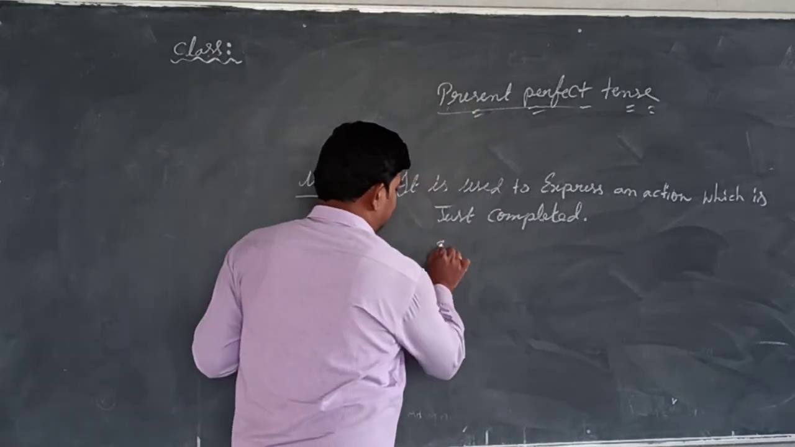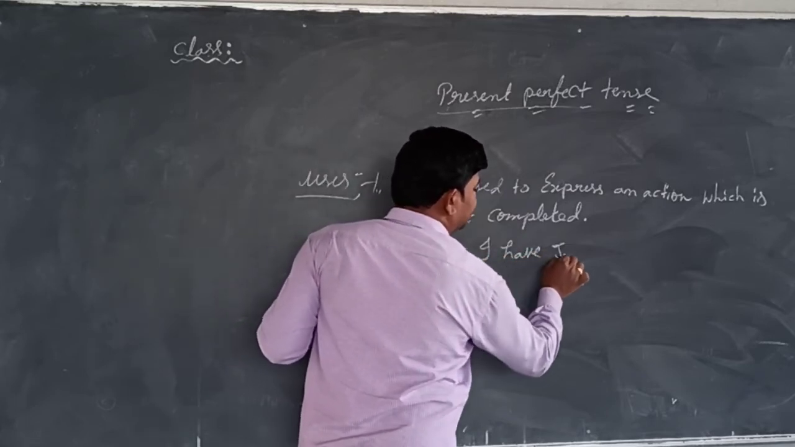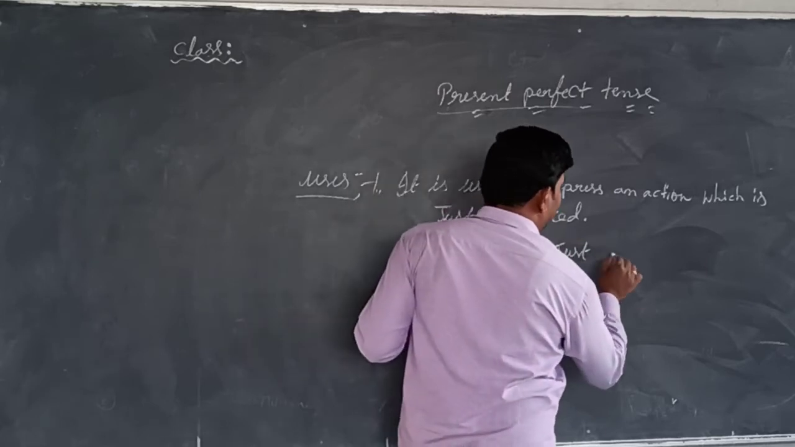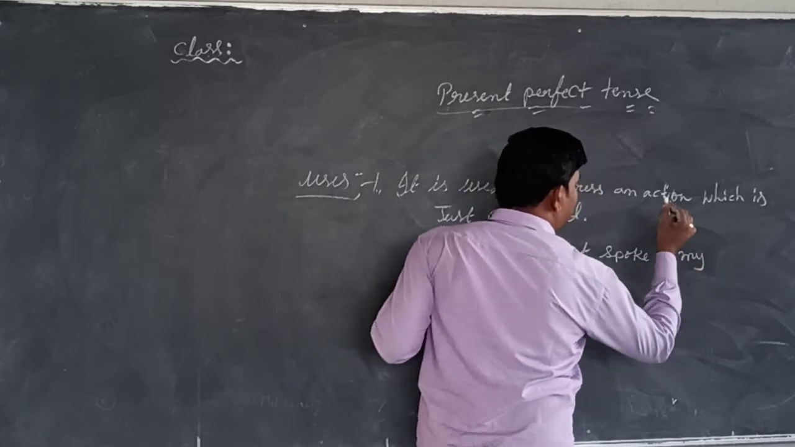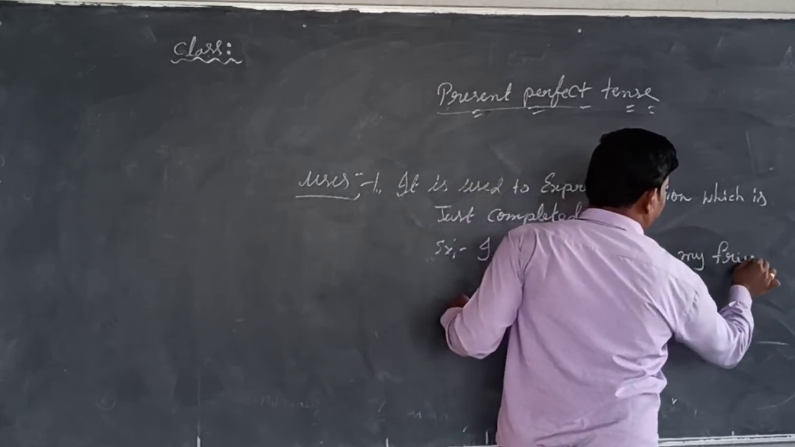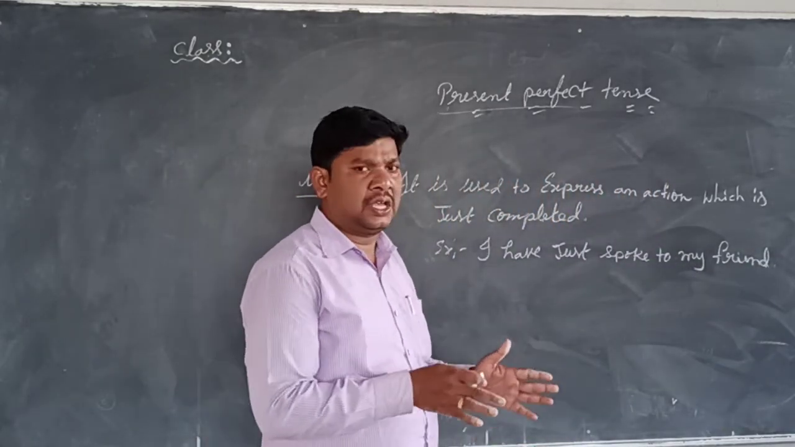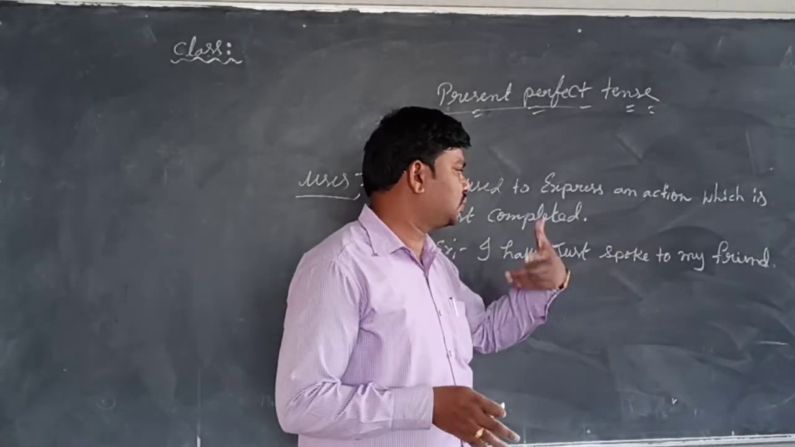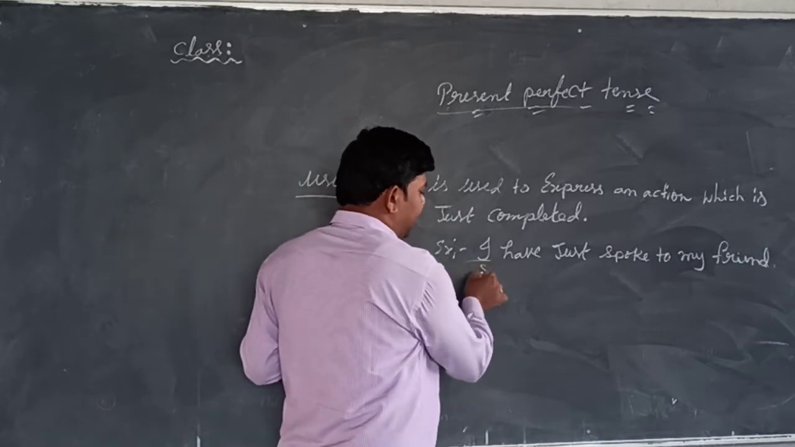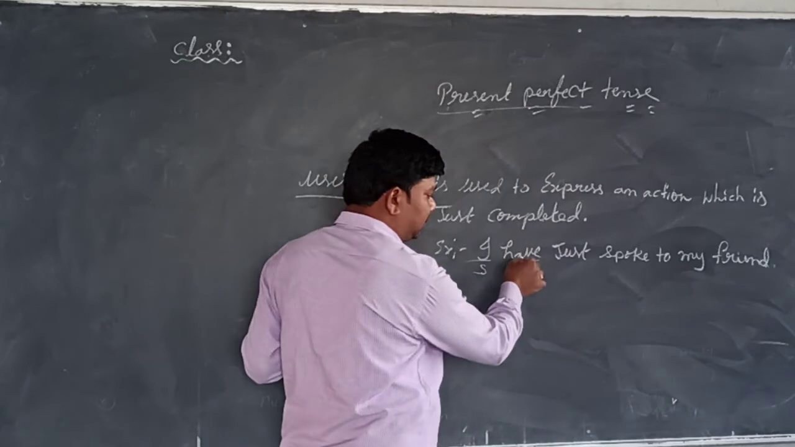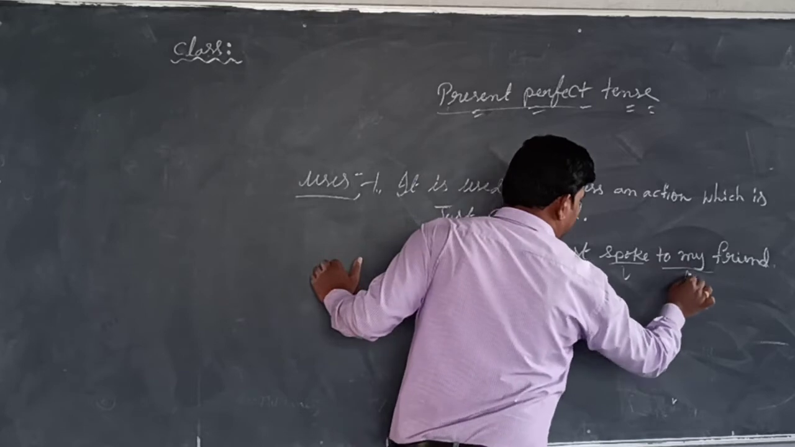And for example, see a few examples. I have just spoken to my friend. I have just spoken means just now completed. What did you do? Just I completed. Just I spoke to my friend only. That is completed. Here subject I, that's why I wrote have. This is the subject, and this is the V3, and the remaining is the additional word.